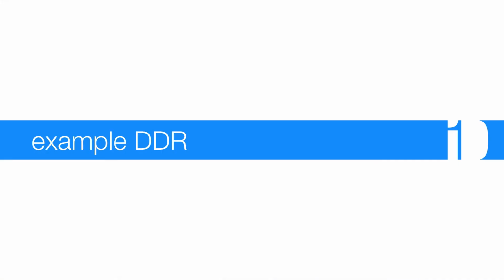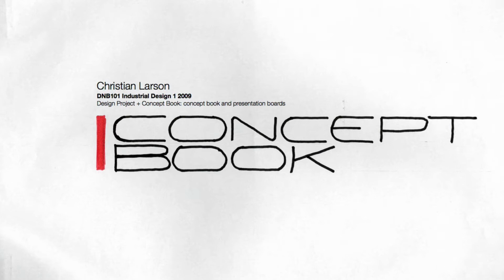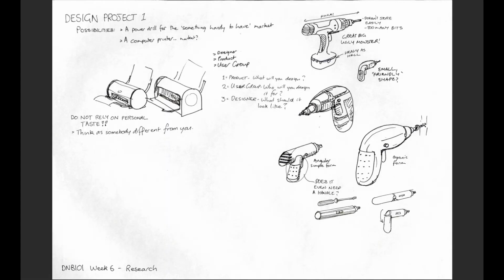Now let's look at an example DDR. Before we start looking at this, it's important to note that every project is a little bit different, and every DDR is an individual document. Every student will do the DDR slightly differently. This DDR was done by Christian Larsen in DNV 101 Industrial Design 1 in 2009. For this project, students were required to choose either a printer or a cordless electric drill for their design project. And they also had to choose a designer to be inspired by and a user group to design for. So let's have a look at this particular project.